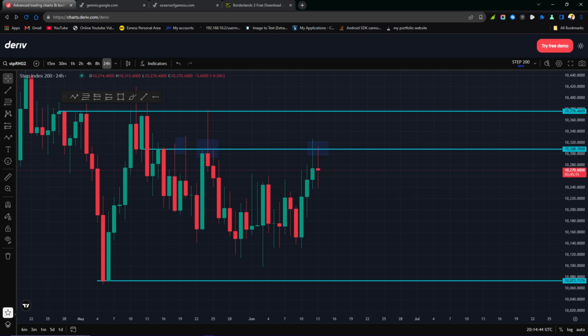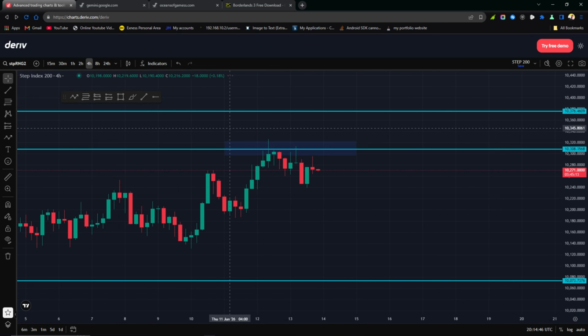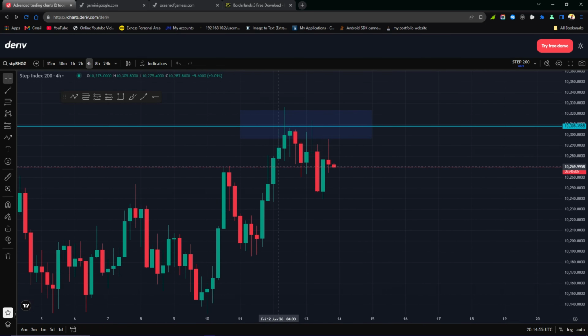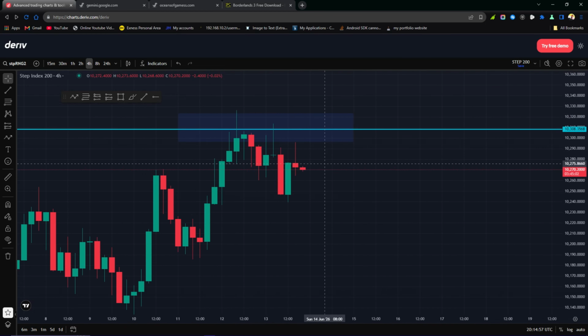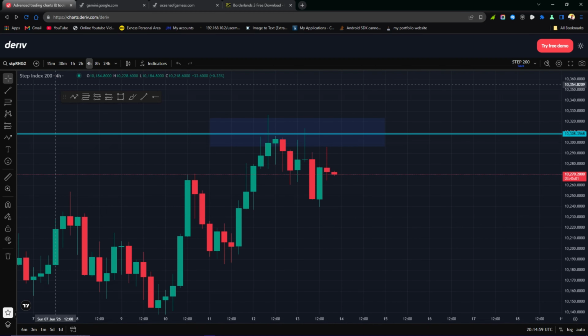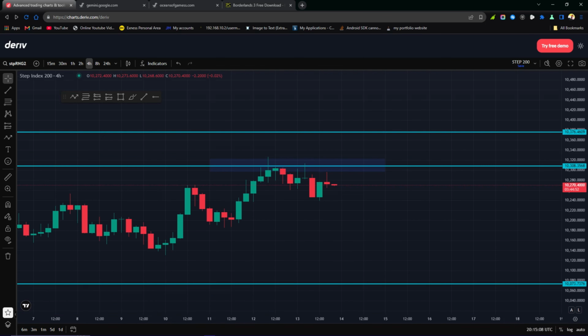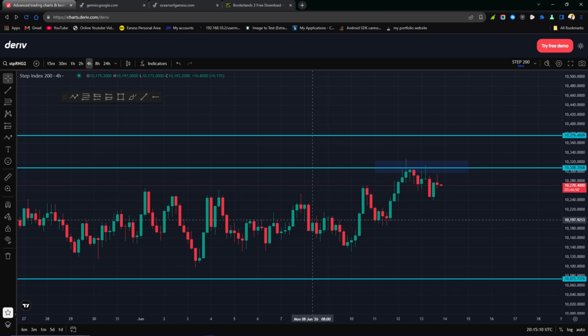So I'm just giving you guys a heads up so that you can look out for this pair, observe the way the candle closes, and then know what to do from there. But for now, I'm not going to do anything on step 200. I already marked it right here, so I'm going to keep a close tab on it to see how it behaves. So guys, that will be all for today.